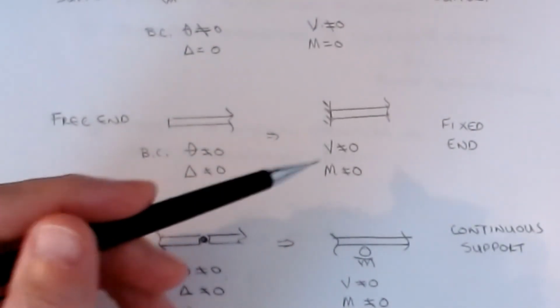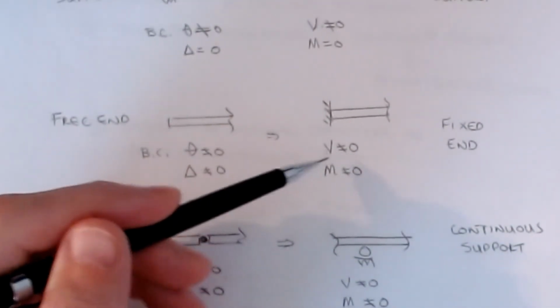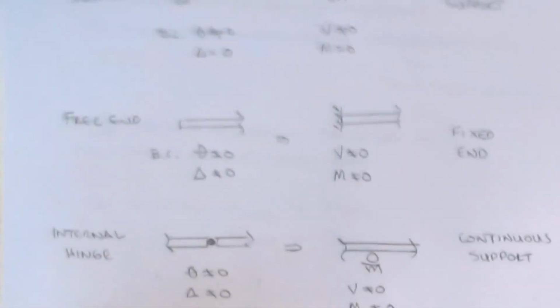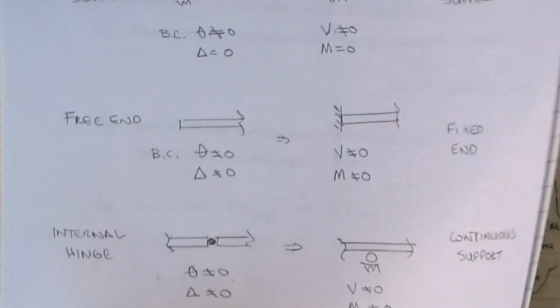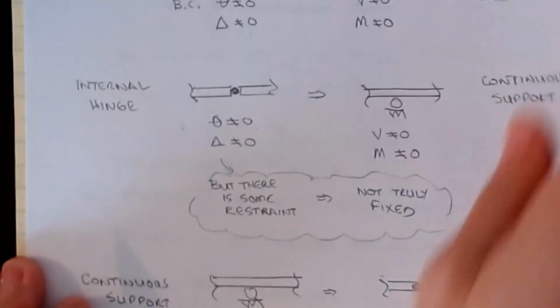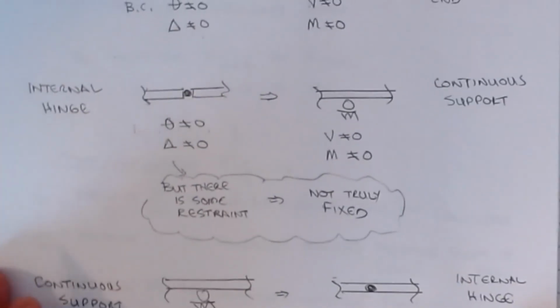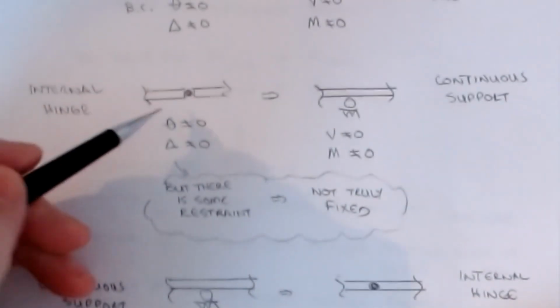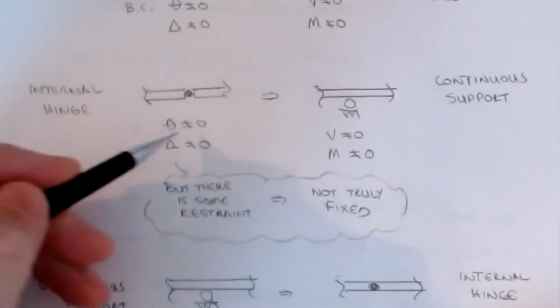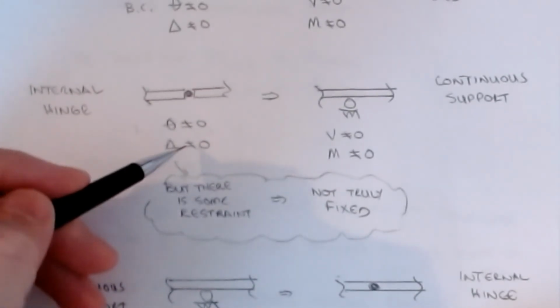Now this one we're going to be kind of careful with. We're going to see these boundary conditions again on the next one. Okay, but there's some logic that applies in this. Now we have internal hinges. What's the behavior on an internal hinge? Well, theta is definitely not equal to 0, and the moment is not equal to 0.